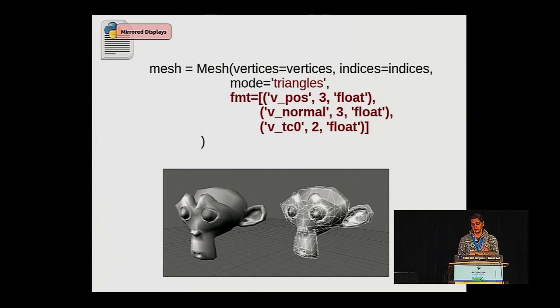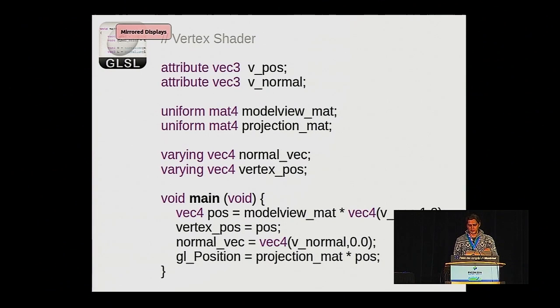If you see, I'm specifying the vpos, vnormal, and vtc0, and then I use, well, not the vtc0, but the first two as the attribute variables in my shader. So in this way, you may just create any mesh you want and draw any shader you want to change. Well, yeah, to do generally whatever.